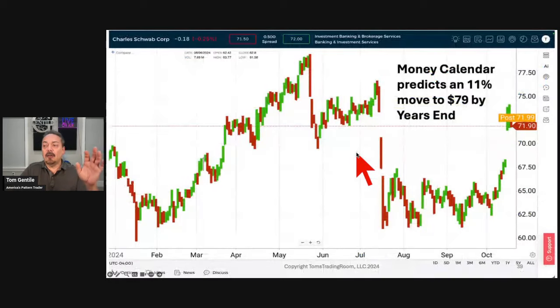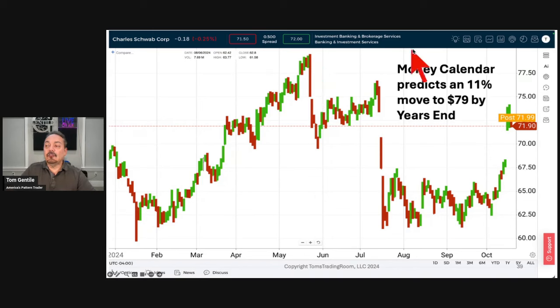So I take this information, I go look at Charles Schwab, and I say, all right, here's where Schwab is today. We had that big jump up because of some earnings announcements, but we're still predicting it's going to go up another 11% and move up to 79, possibly 80 by year's end. By the way, guess where this is?